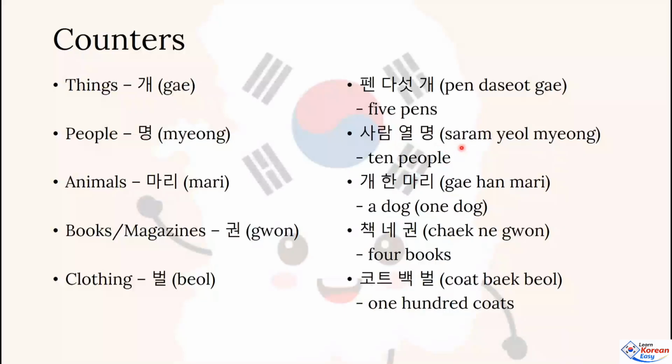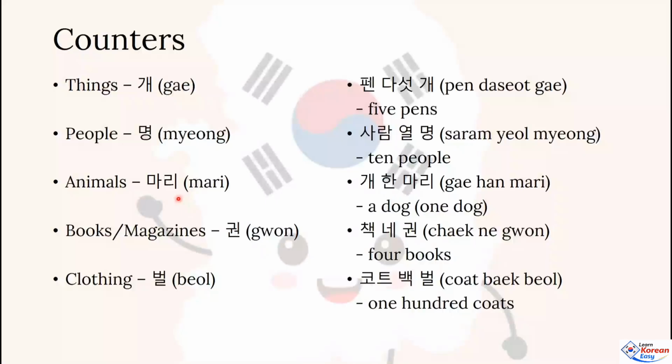Okay, how about 155 people? 사람 100, 155명. Yeah, you put the 명 at the end. Okay, remember? All right, animals. You put 마리 at the end.